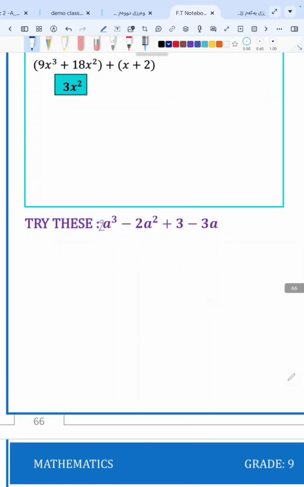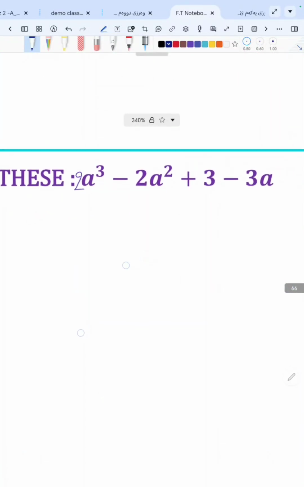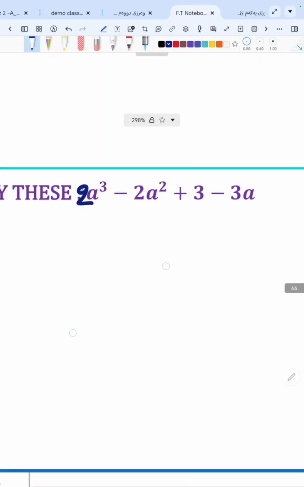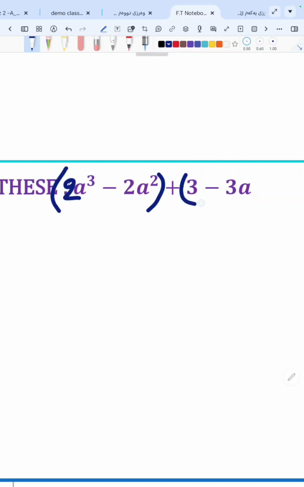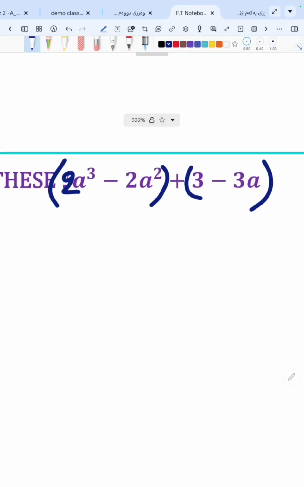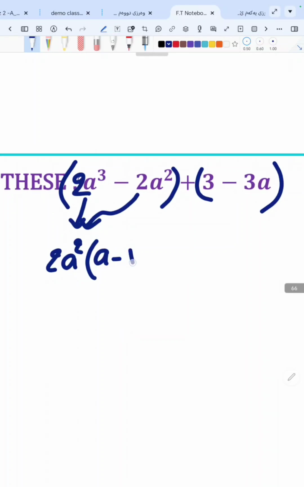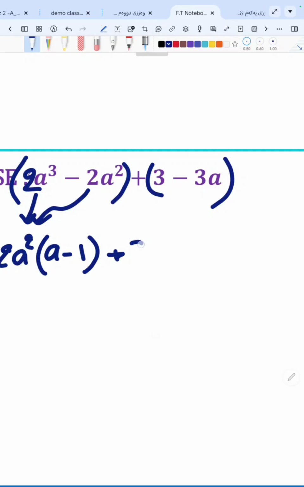Okay? In this example, I have 2a power 3 minus 2a power 2 plus 3 minus 3a. You have to solve it. Just put them inside the parenthesis. Between 2a power 3 and 2a power 2, we have 2a power 2 as a common factor. So 2a power 3 divided by 2a power 2, only a remains, minus 2a power 2 divided by 2a power 2, which is equal to 1, plus, what do we have between 3 and 3? I have 3. 3 divided by 3 is 1, minus 3a divided by 3, a remains.